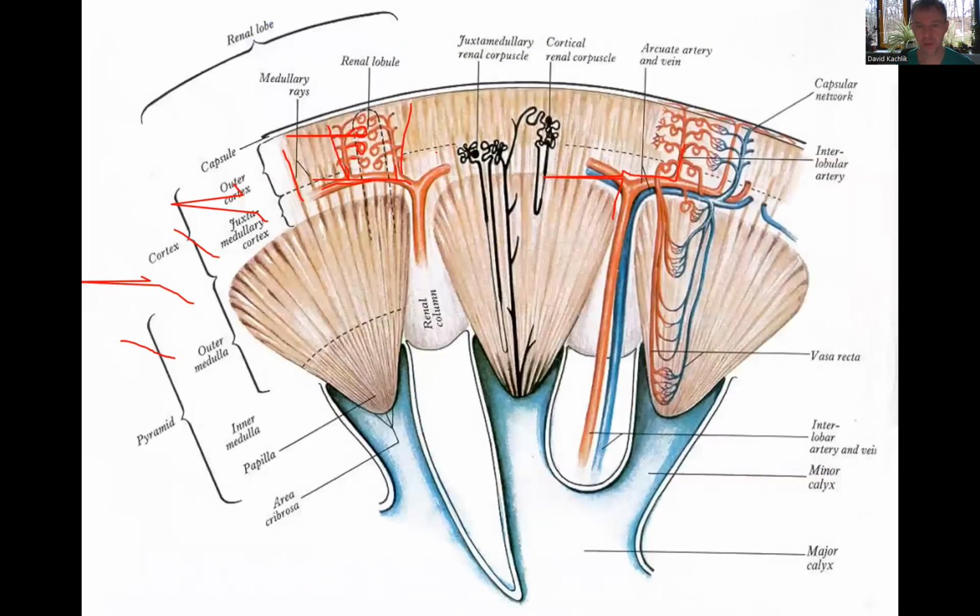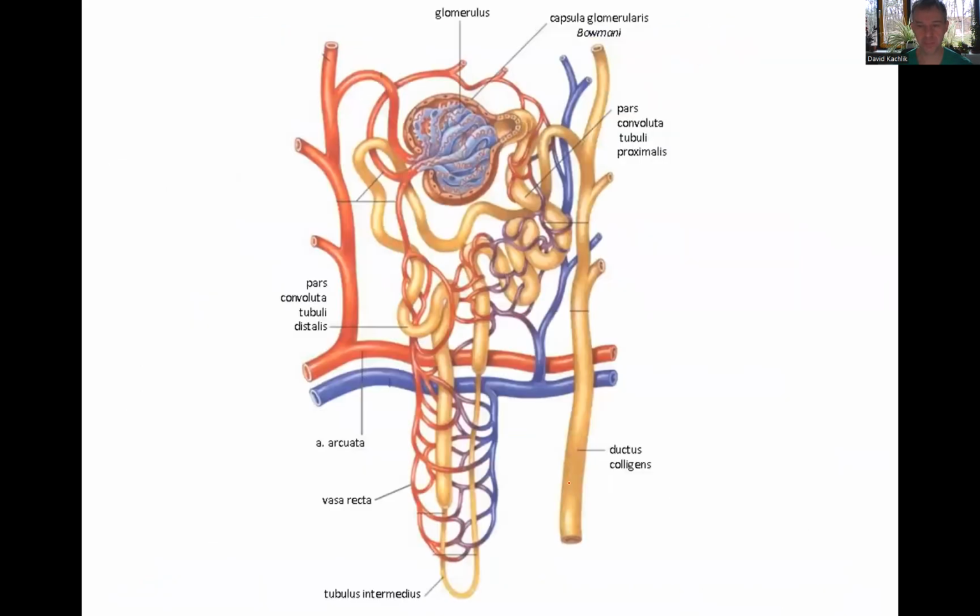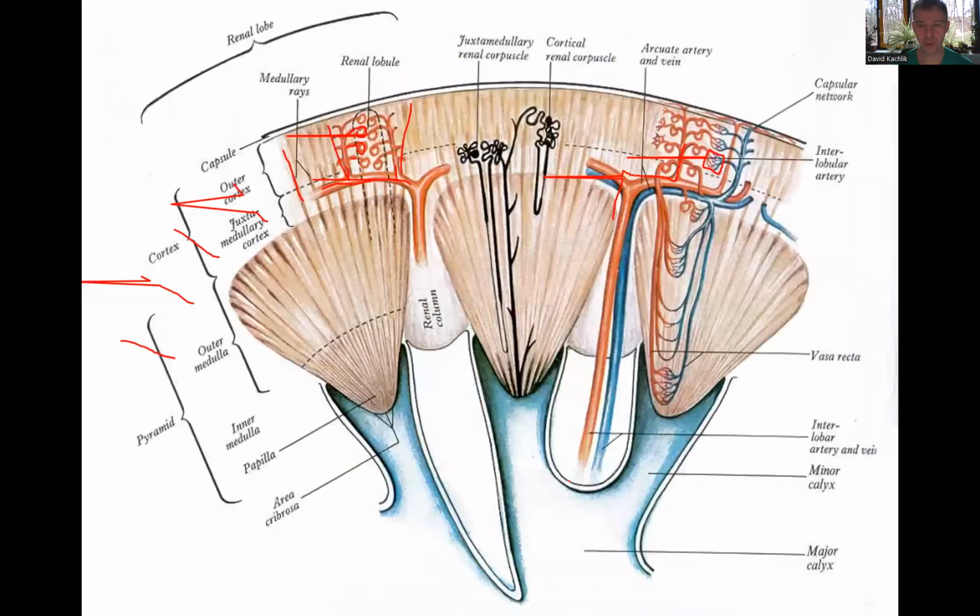So then it continues, and you can see here this capillary plexus, which is around the proximal and distal tubuli. And we call it the peritubular capillary plexus. But some of these do not continue here, but continue in so-called straight arterioles. And we can see it here.